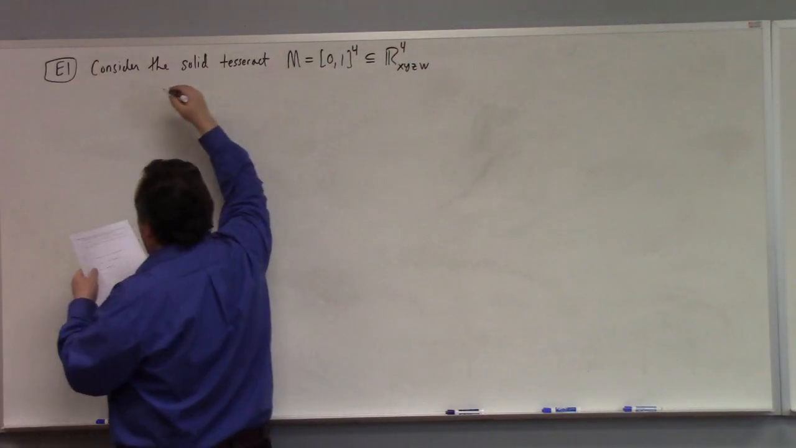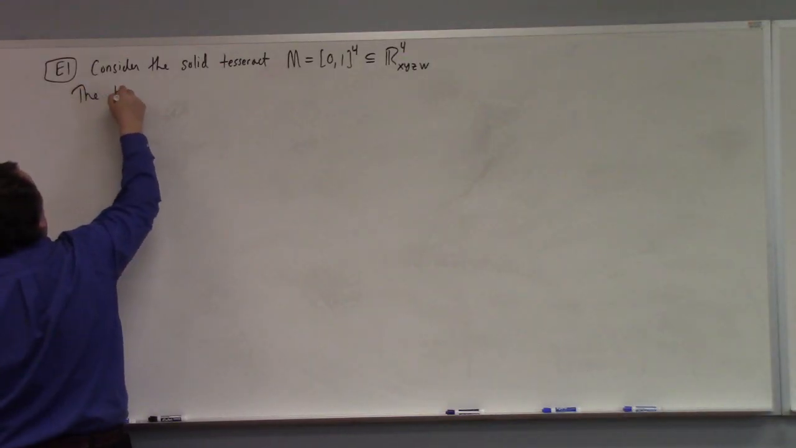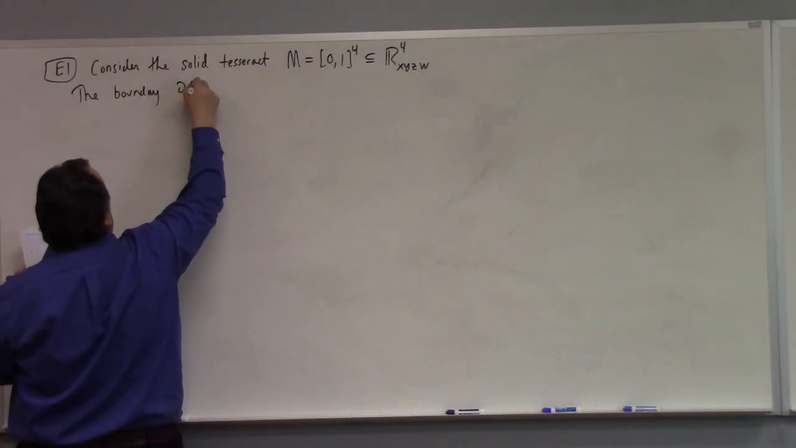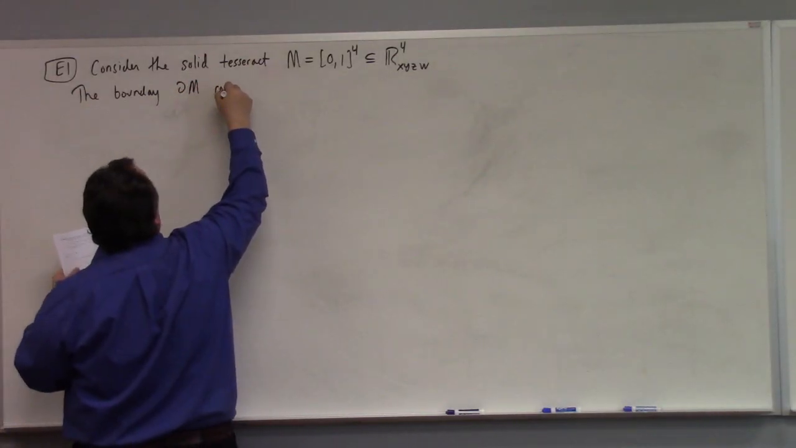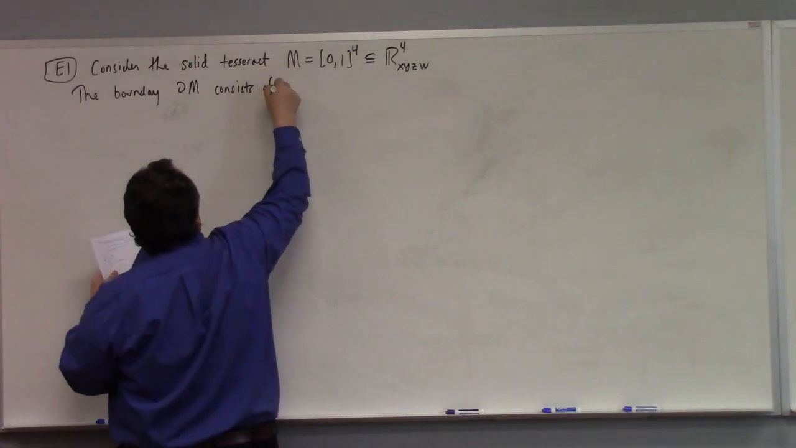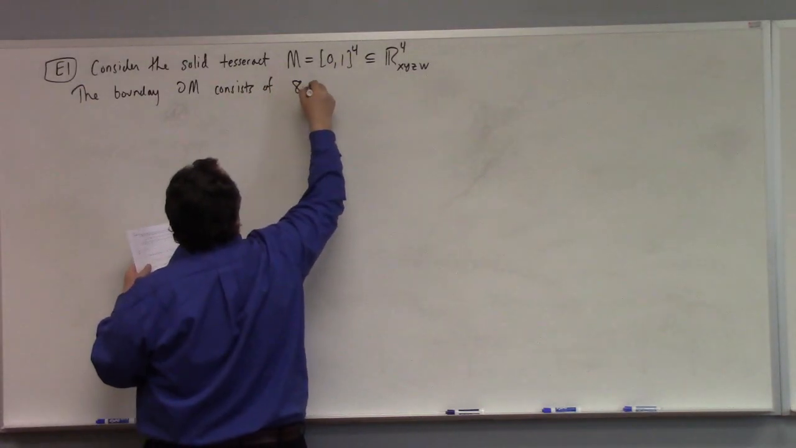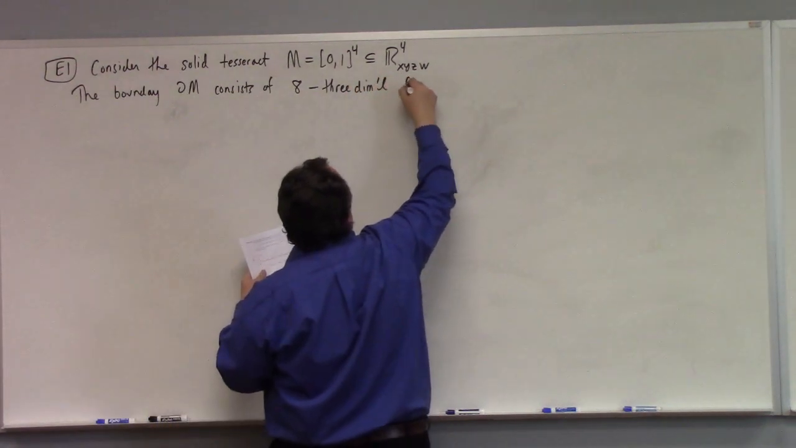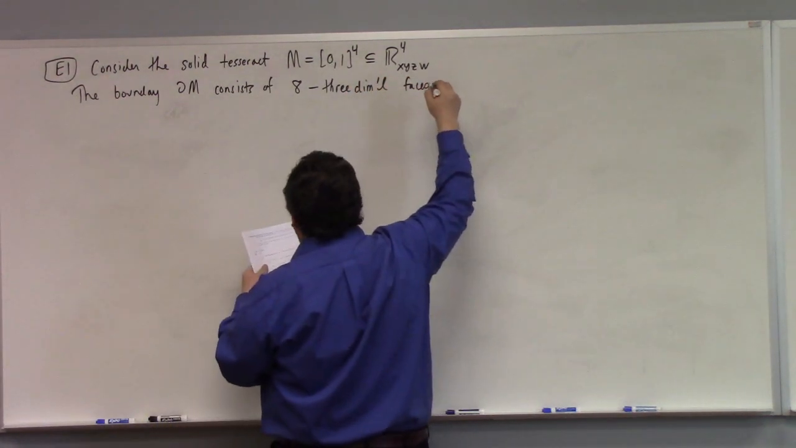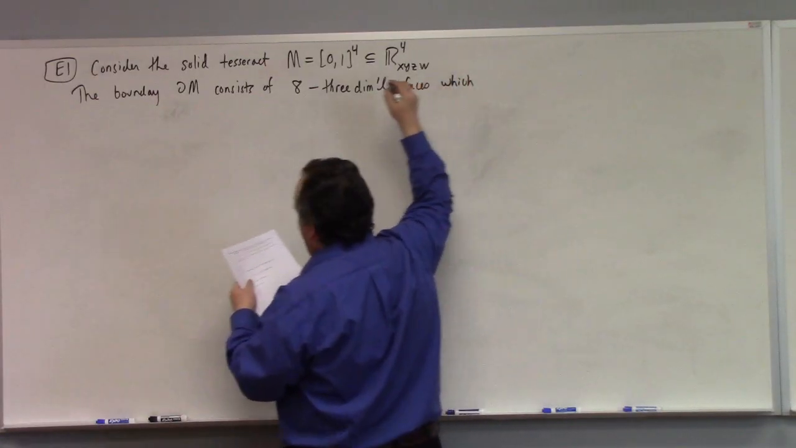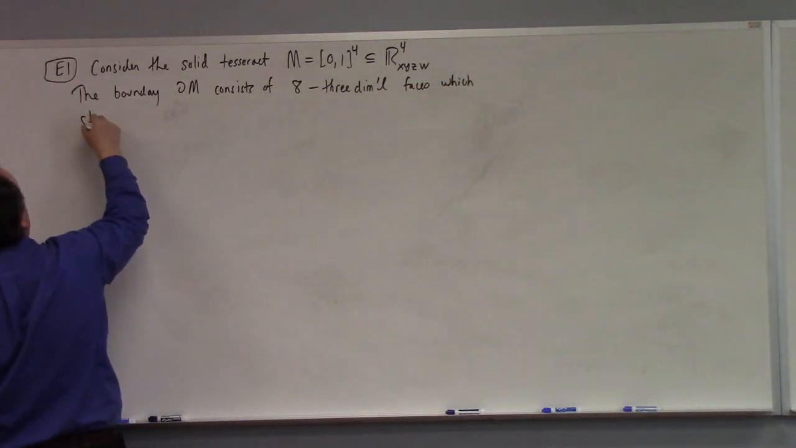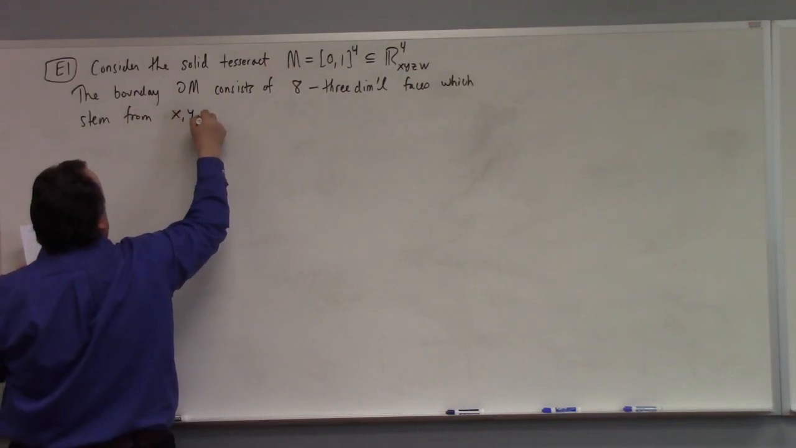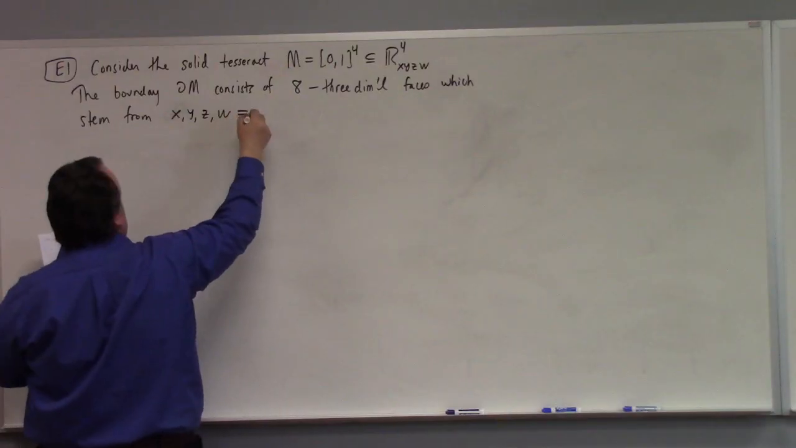The boundary of that space consists of 8 three-dimensional faces, which stem from x, y, z, or w equal to 0 or 1.